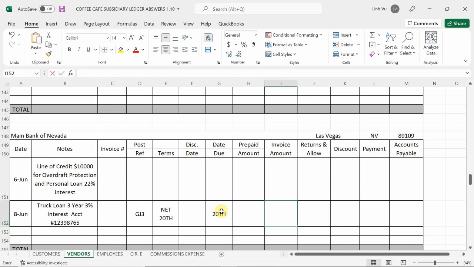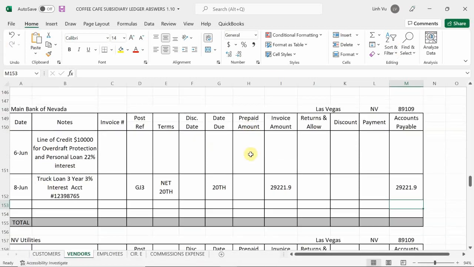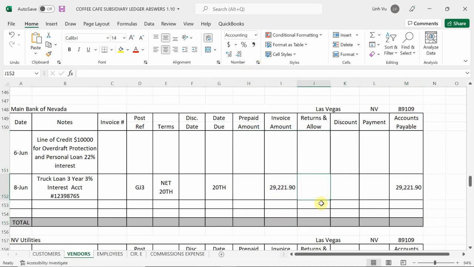But the loan amount was for $29,221.90. And of course, I never made a payment, so what I owe the Main Bank of Nevada is going to be the $29,221.90. Okay, now we're completely done with that transaction and the second transaction.